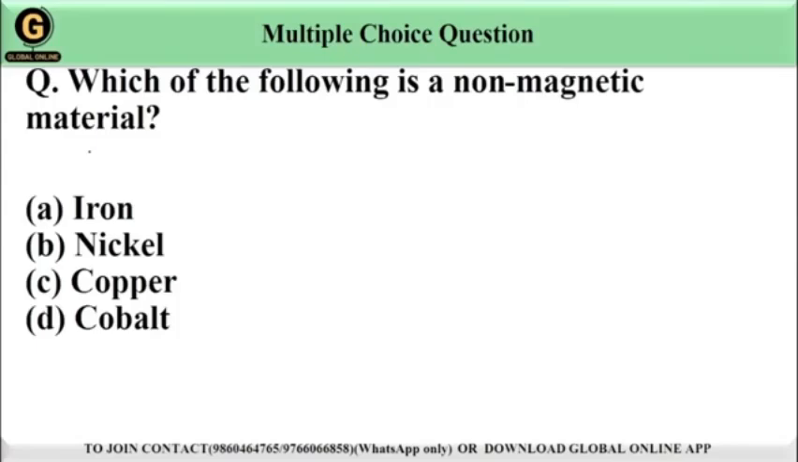Which of the following is a non-magnetic material? Options are given: option A, iron, option B, nickel, option C, copper, option D, cobalt. So students, copper is a non-magnetic material, meaning it does not exhibit magnetic properties. Unlike iron, nickel, and cobalt, which are magnetic and can be attracted by a magnet, copper does not respond to magnetic fields. Copper is widely used in electric wiring due to its excellent conductivity, but it is not magnetic. So the correct option is option C, copper. Let's move to the next question.